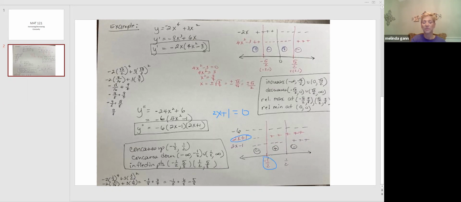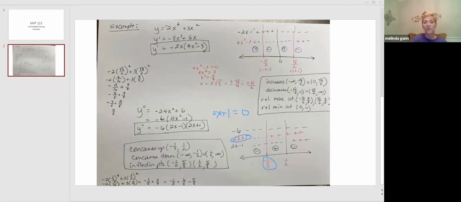So again, I plugged in a smaller and a bigger. So like I could plug in a -1. 2 times a -1 is a -2 plus 1 is a negative number. An easy number to the right of a -1/2 is 0, and 2 times 0 is 0, 0 plus 1 is 1, so that's why that's positive.